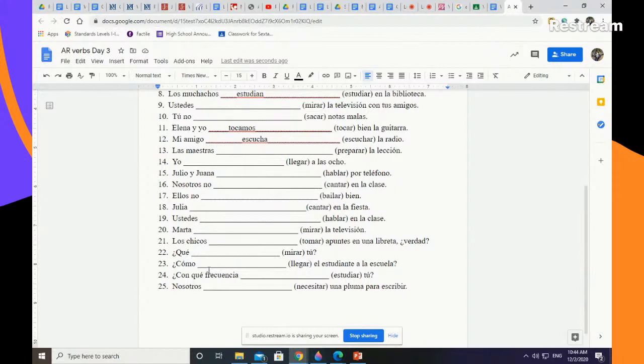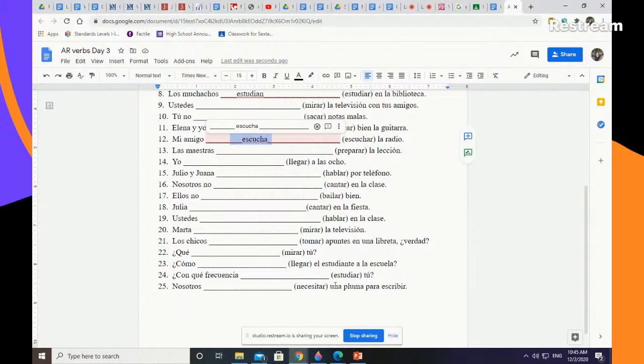¿Qué mirar tú? Tú would be on the chart. So look up the tú form and change mirar accordingly. ¿Cómo llegar el estudiante a la escuela? How does the student get to school? Our subject is the student. Okay? Which is one student. So you're going to use the same conjugation that you did for amigo because he's one person.